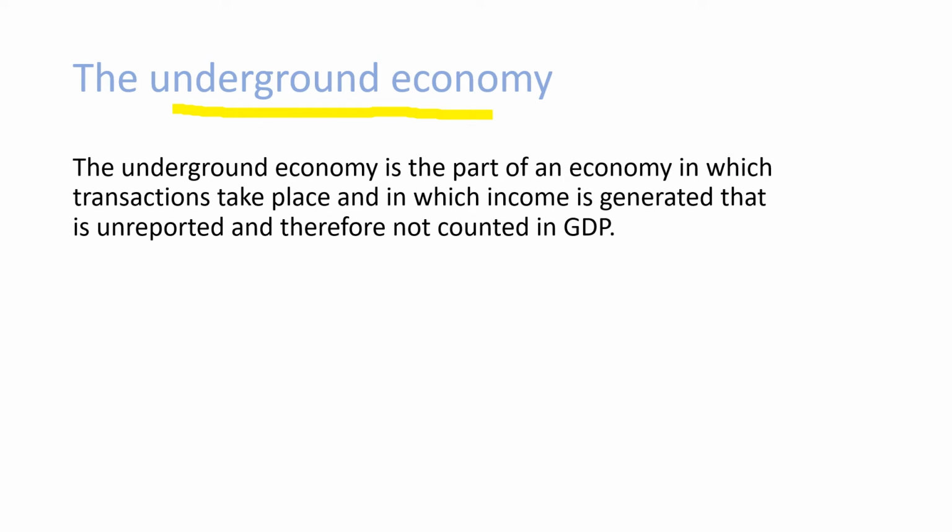The underground economy. The underground economy is the part of an economy in which transactions take place and income is generated. So there is a transaction and there is income generated from this activity, okay? But it is unreported and therefore not counted in the GDP. The underground economy includes activities such as criminal activities, selling drugs on the street, or tax avoidance. So for example, with selling drugs on the street, a transaction happens and there is income, right? But since it's illegal, it will not be counted in our GDP calculation.